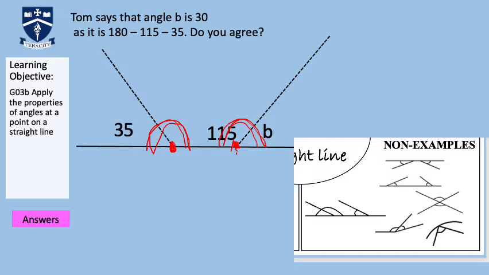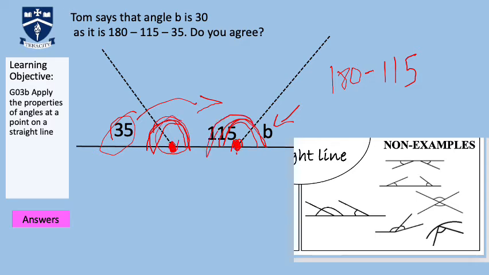So in order to work out angle B here, we would just do 180 take away 115. This has nothing to do with this one here. Okay, this is a whole different point on the line. So the only angle we're concerned with is this one here. So to work out B, we would do 180 take away 115, which is 65 degrees. So therefore B is actually 65 degrees and not what Tom would work out.